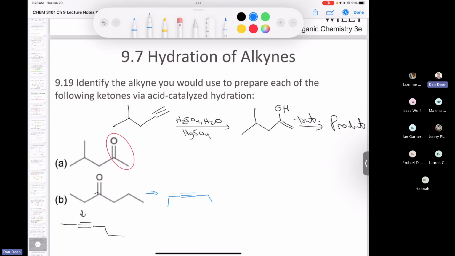Well, with the first one, if we have this carbon in red and this carbon in blue, if the carbonyl goes on the carbon in red, let's say I treat this with the conditions, I'm going to end up with this ketone.